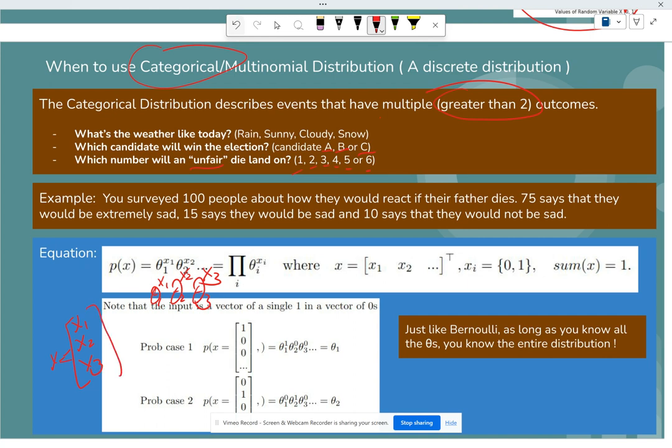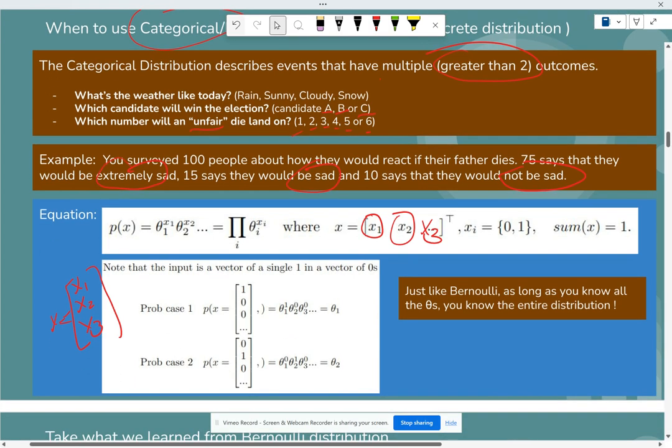And when you have categorical, one of them will be 1 and the rest of them will be 0. So let's say x1 is extremely sad, x2 would be sad, and x3 would be not sad. And therefore that's what the equation is going to be like.